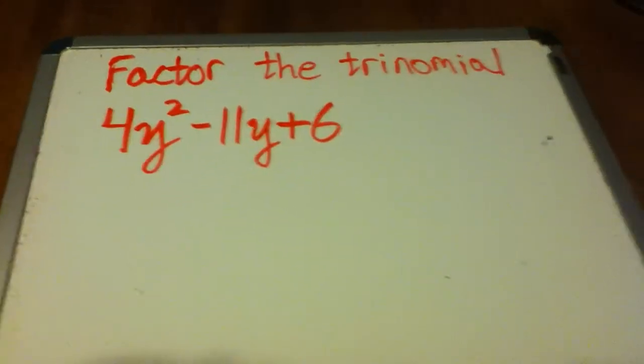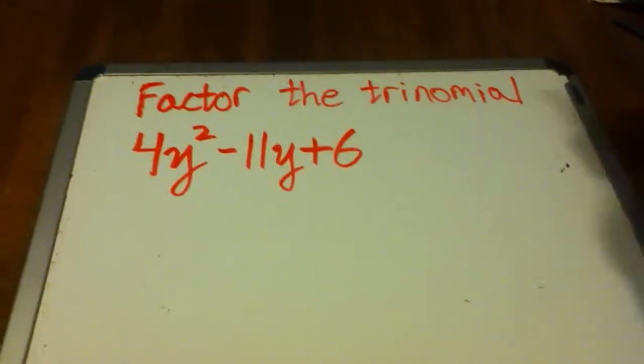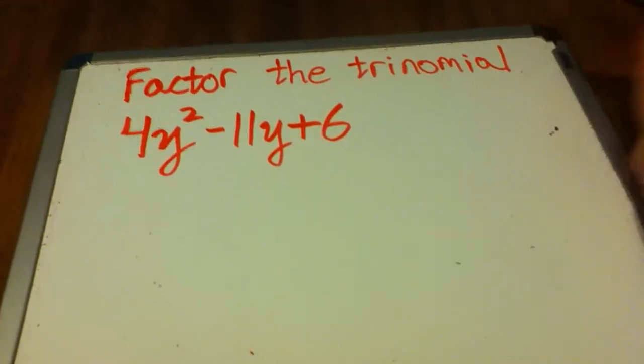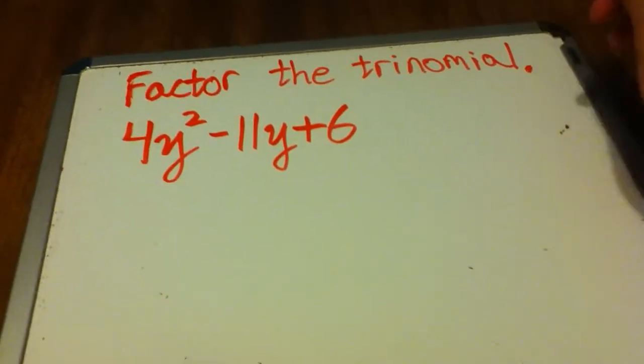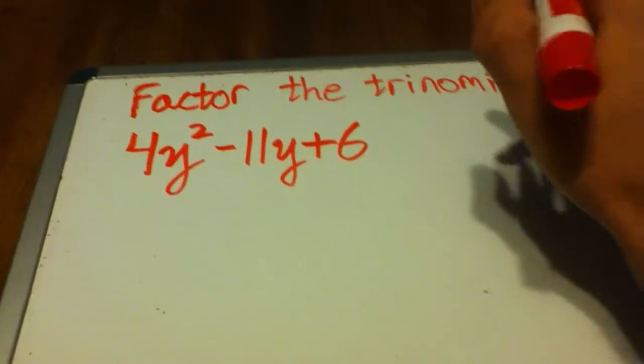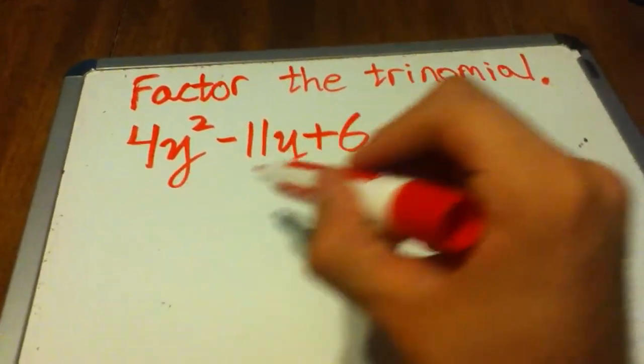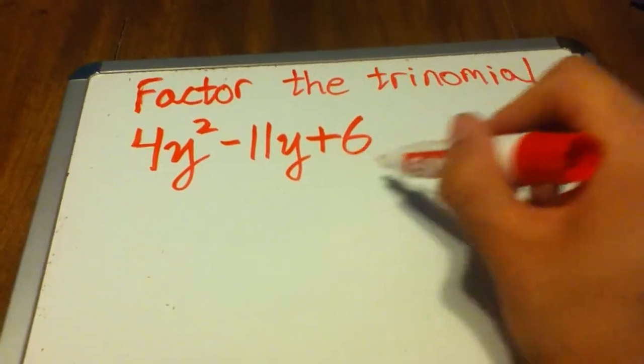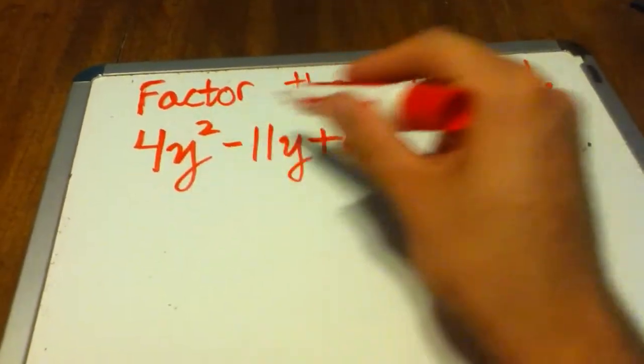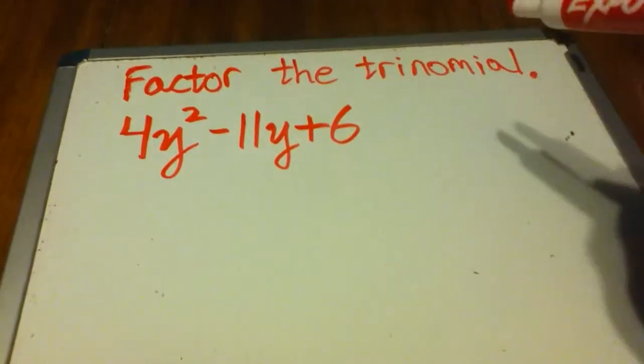Okay, so we're in factoring now. The instructions say factor the trinomial. Now, what's a trinomial? It's basically a polynomial with three terms. This being one term, two terms, and three terms. So we have a trinomial. That's what a trinomial is.